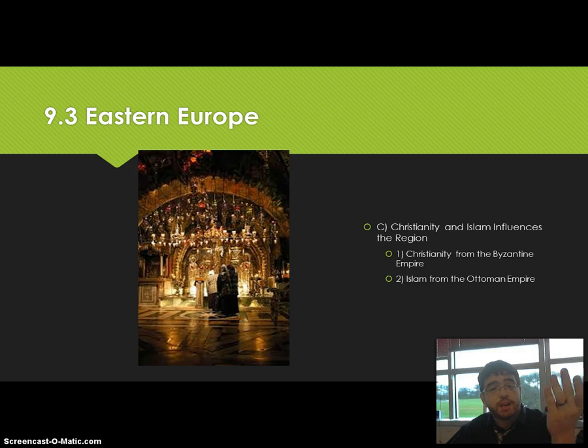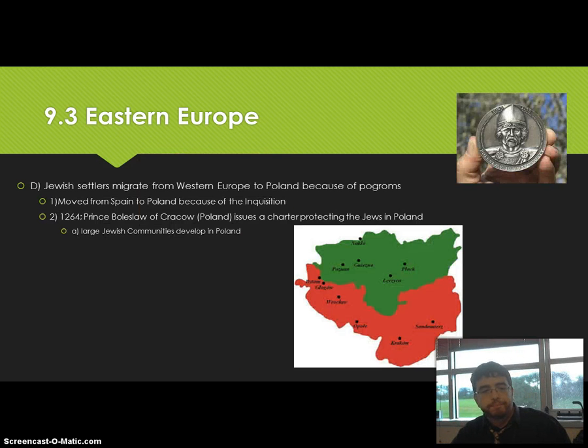And what happens is they get Christianity from the Byzantine Empire and Islam from the Ottoman Empire. And they kind of mush and go in and out of each other at this time. And remember, we're talking about Eastern Orthodox Christianity, not Western Roman Catholicism. And the Protestants, they aren't even here yet. So don't worry too much about them.